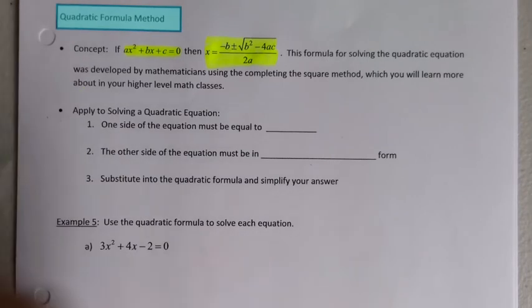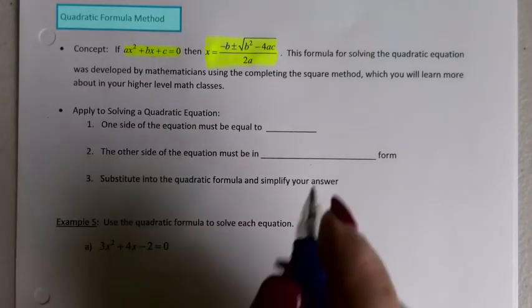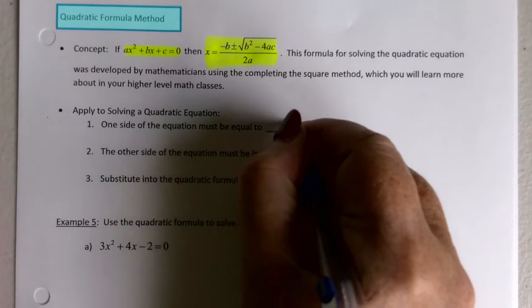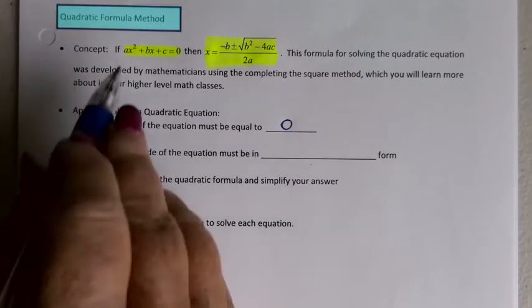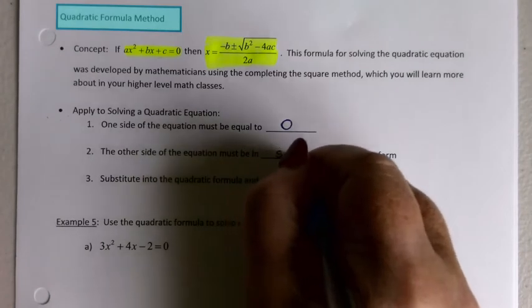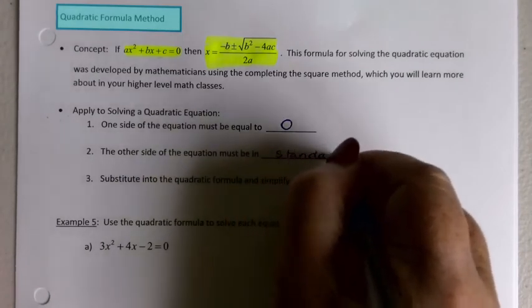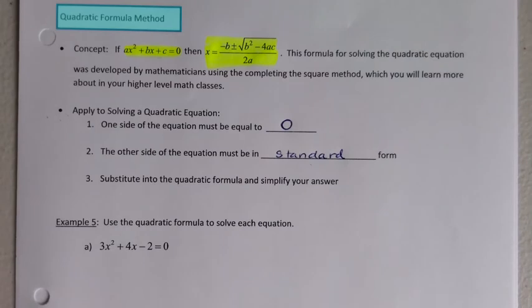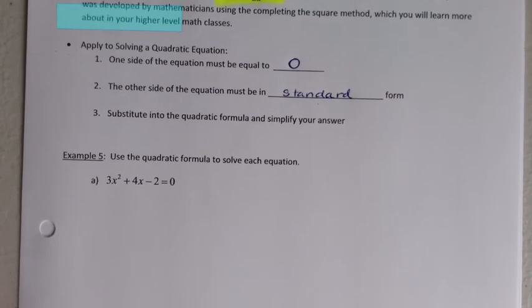All right. In order to apply this process to solving a quadratic equation, we do have to have that standard form. So one side has to be equal to 0, and then the other side has to be in standard form. And at that point, we just substitute, simplify, and solve. So let's try a couple of examples.